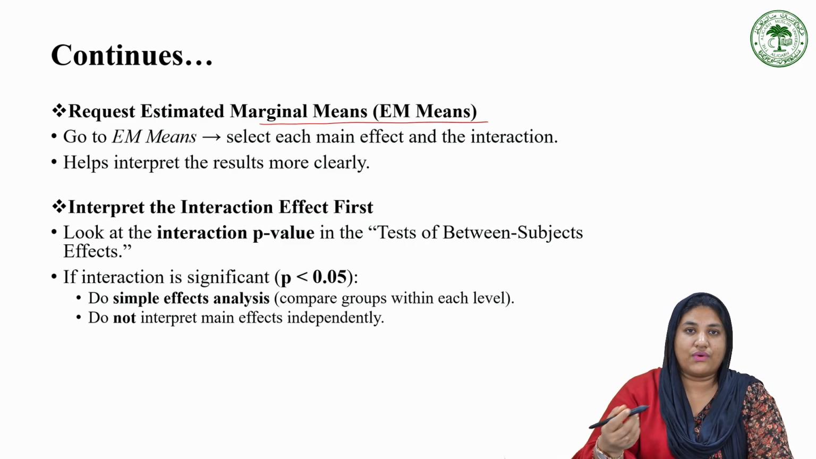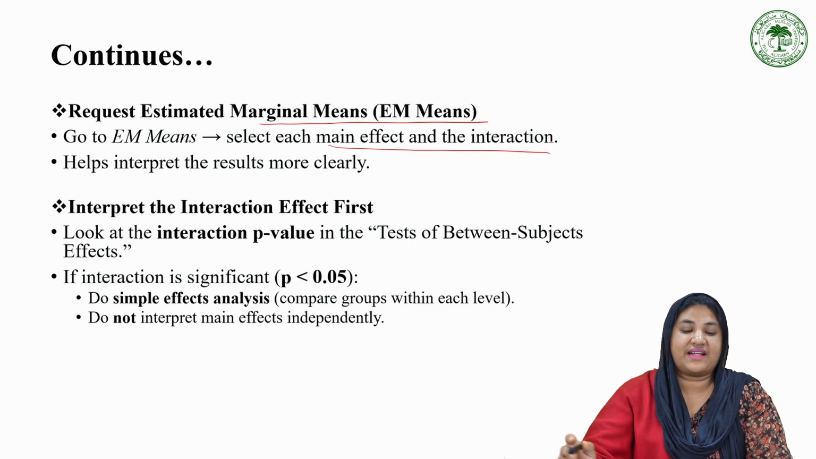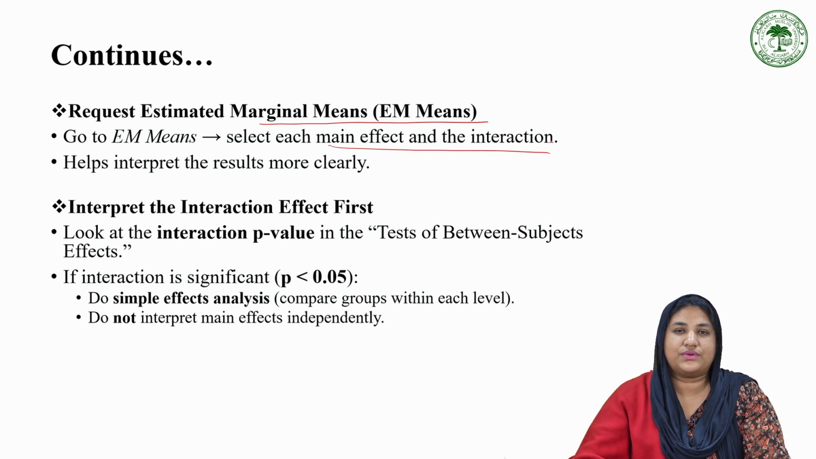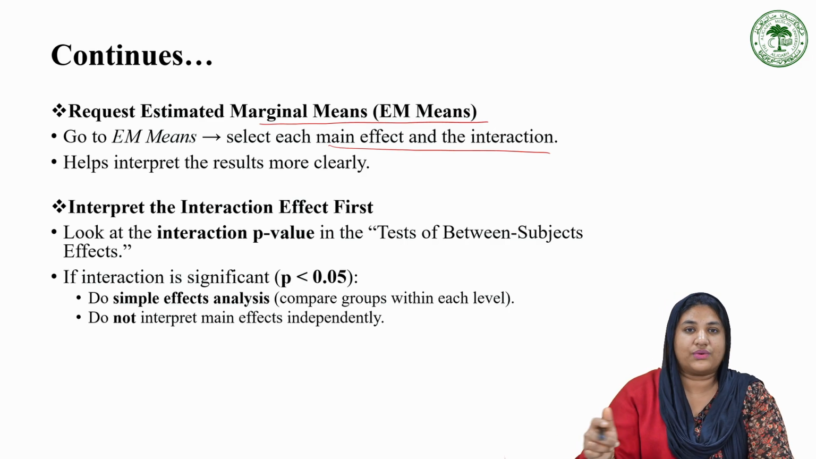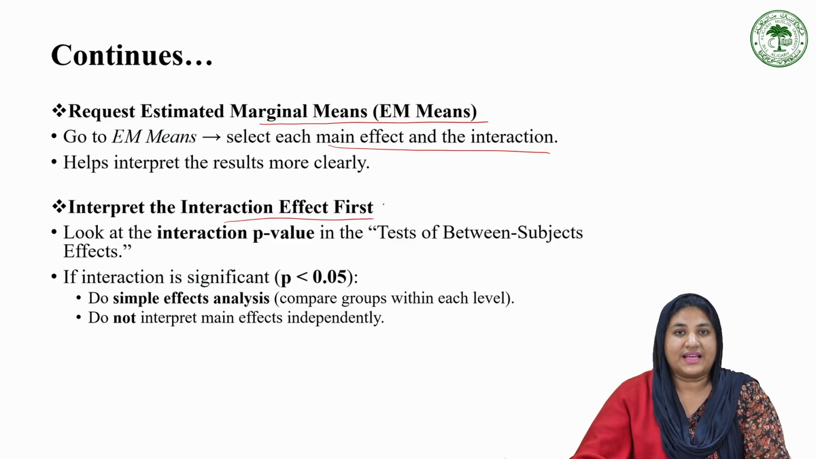That means you can go for the estimated marginal means, select each main effect and the interaction. That helps you to give the result more precisely and more clearly. And also interpret the interaction effect first. First you have to give the interpretation of the interaction effect.